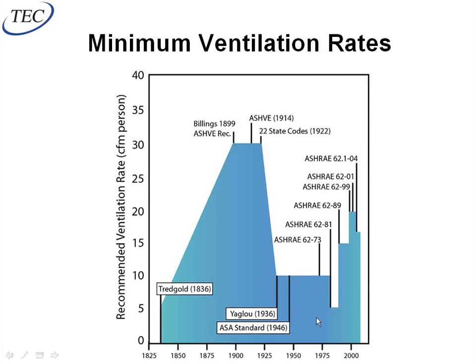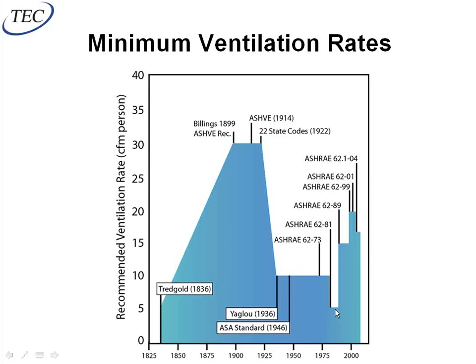And that pretty much carried on all the way through until the late 70s, and then we had something that many of you remember called the energy crisis. So we freaked out, we screwed all the dampers shut, or at least throttled them back, and even ASHRAE lowered our recommended minimum from 10 CFM per person down to 5 CFM per person.